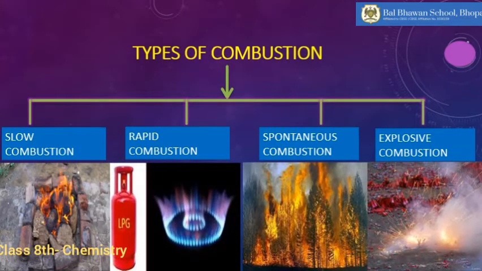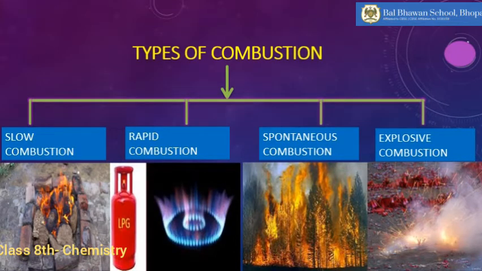What are the types of combustion? There are 4 types of combustion: slow combustion, rapid combustion, spontaneous combustion and explosive combustion. In slow combustion, the process of combustion is very slow, like burning of cow dung cakes, etc. And in rapid combustion, the process is fast, like in case of LPG gas burners.